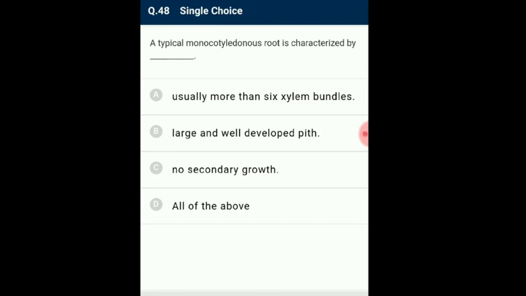Anatomically, the root system in monocots has certain distinguishing features even though it is similar to that of the dicot plant root system. The root lacks cambium and has no secondary growth. So the answer is option D. All of these: usually more than 6 xylem bundles, large and well developed pith, no secondary growth.